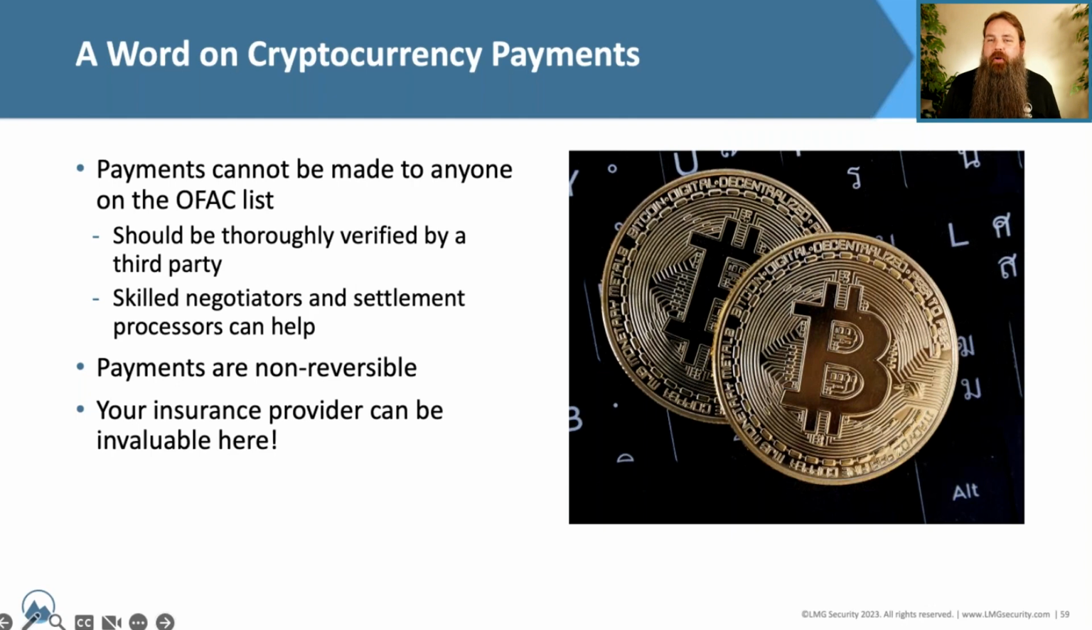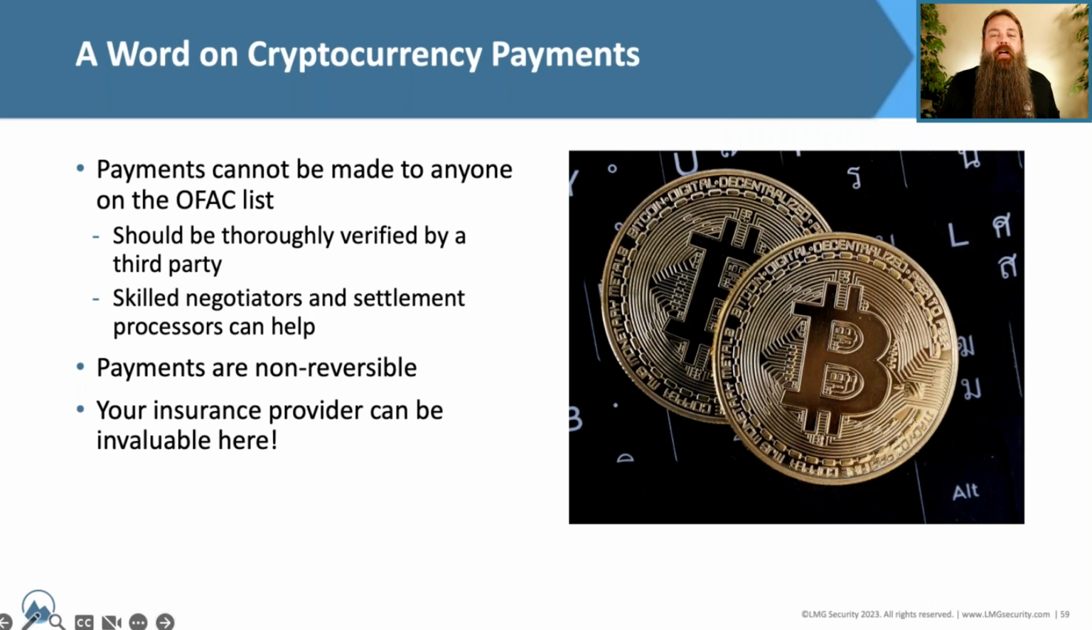The nice part here, though, is there are many different avenues and many different partners that you can engage with if you do, unfortunately, suffer that kind of an attack that can keep something like this from happening. Your insurance provider can be a huge benefit here. They can get you in with a skilled ransom negotiator and a payment or a settlement processor who can do those checks for you and make sure you don't run afoul of the law, because that's the last thing you would need in a situation like that.